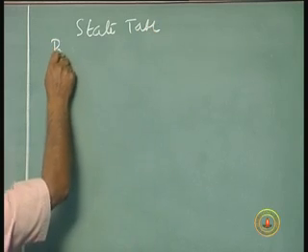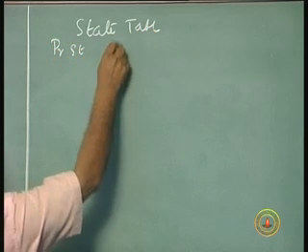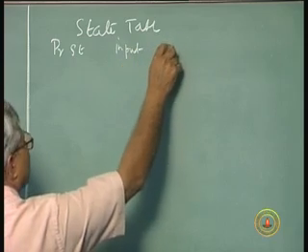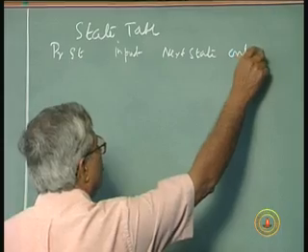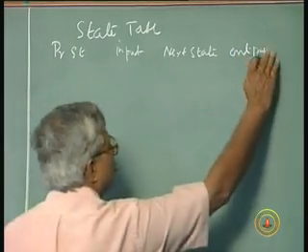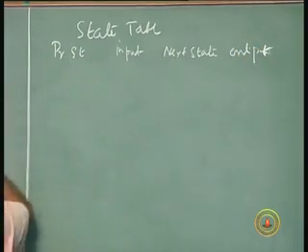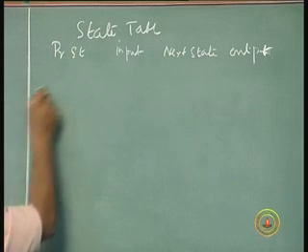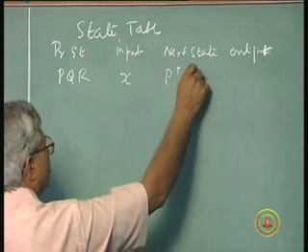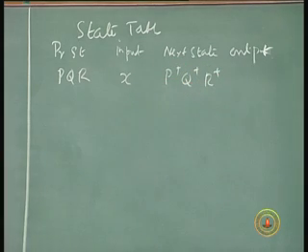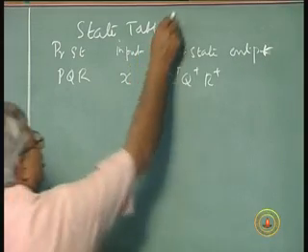So, I have to write present state, input, next state, output. Present state values are PQR, ABC, whatever, PQR. Next state values: let us use D flip flop so that PQR are the same as DP, DQ, DR. For other types of flip flops I should have a separate table. So, the state table is also a transition table.